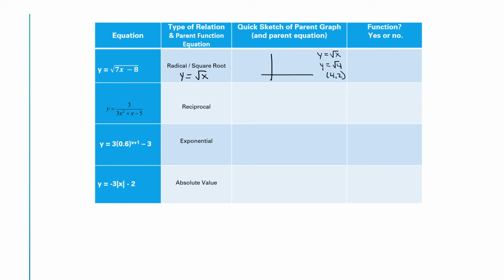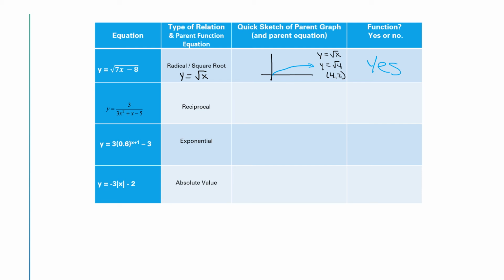Just sub in ones that work, like 9 and 0 and 1, 16, and you will have a sideways flipped-over leg of a parabola. It's turned over the wrong way because it's actually the inverse. So there's the parent graph. Is it a function? Yes or no? Yes, it is. It's one from grade 11. That's a function.